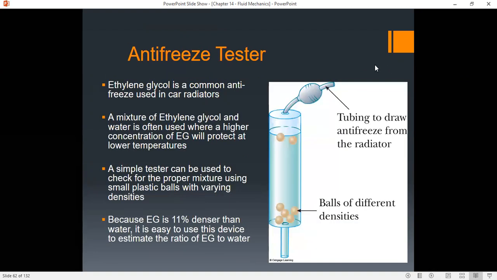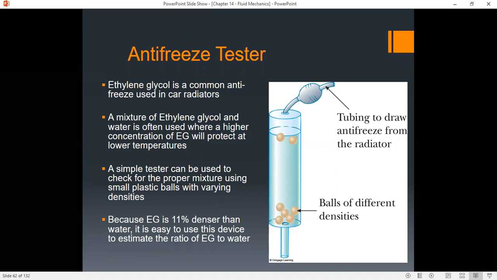Another use of Archimedes principle is testing antifreeze. Ethylene glycol or propylene glycol are common antifreezes used in car radiators. By the way, ethylene glycol is very toxic. A small amount of it will destroy your liver, so it should be kept away from pets and certainly handled with great care. Propylene glycol is a much safer alternative.